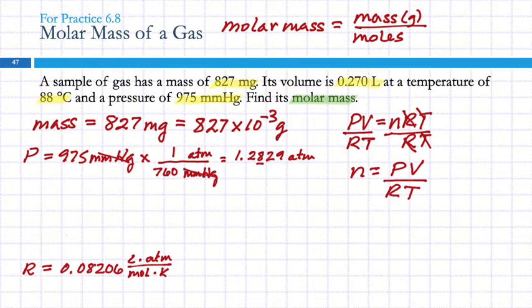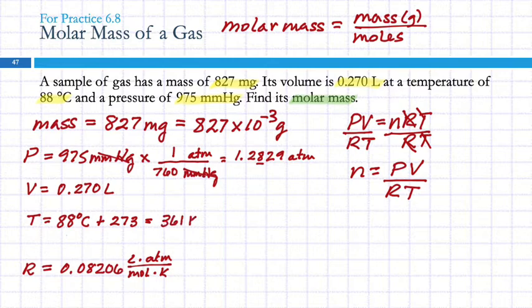1.2829 atmospheres. This should have 3 sig figs. So that's the pressure, and they gave us the volume, right? Volume equals 0.270 liters. Is that a good unit? Yeah. And the temperature is 88 degrees Celsius. Is that good? No. Let's convert that to Kelvin. So 88 plus 273 is 361 Kelvin.